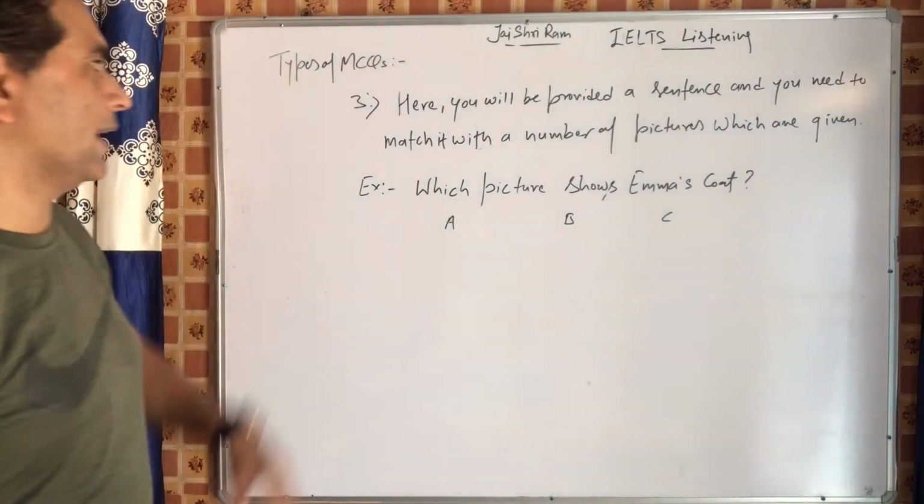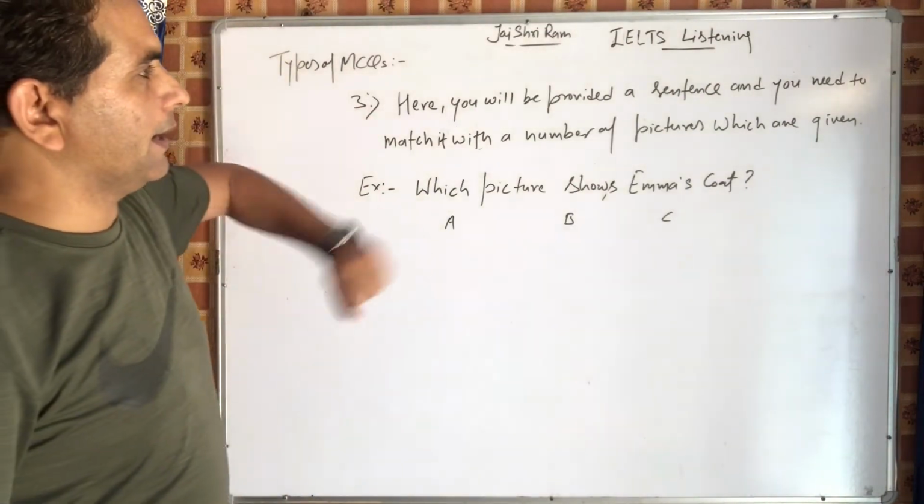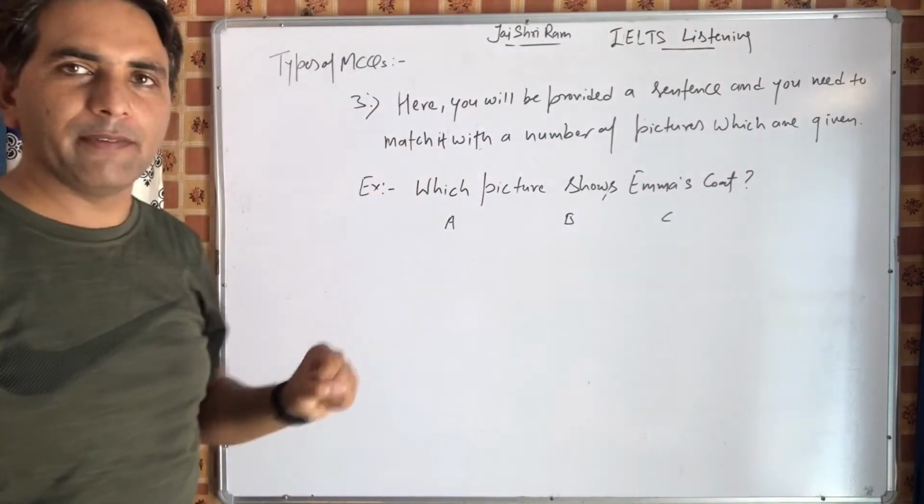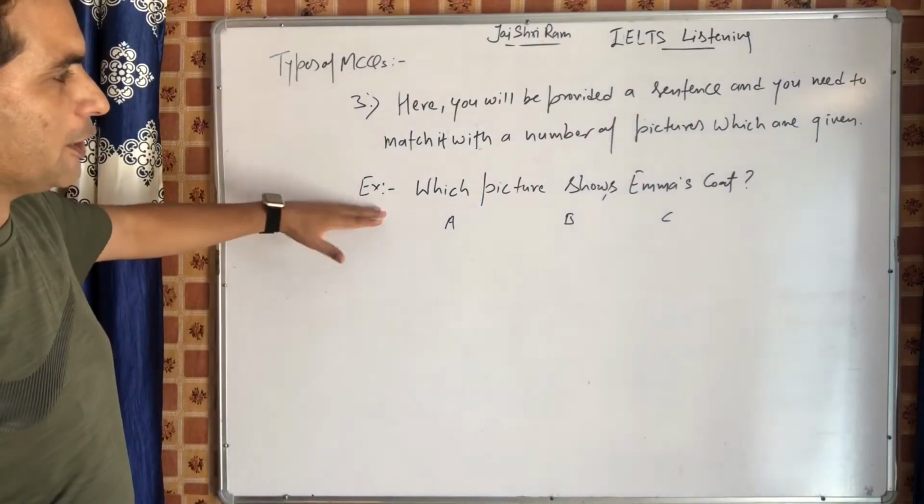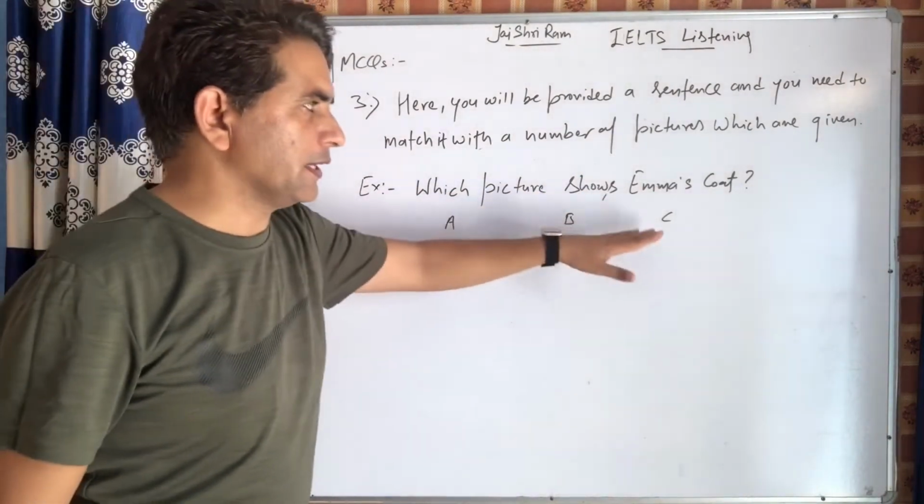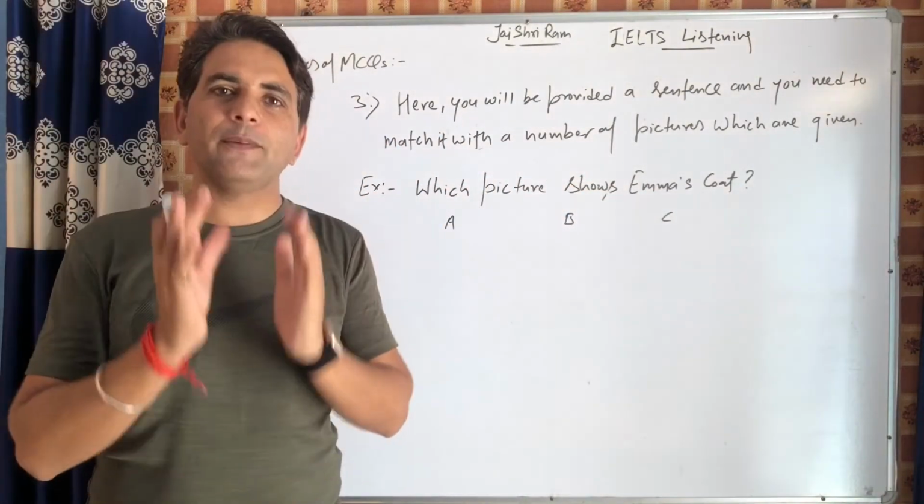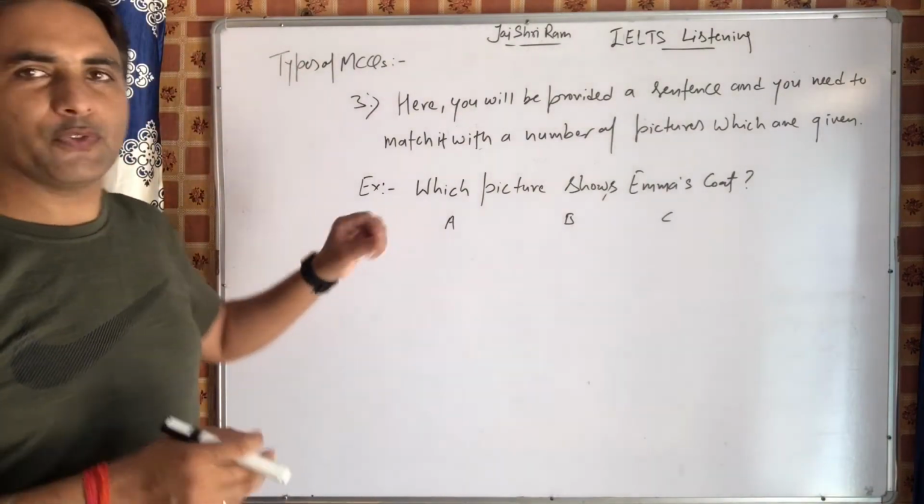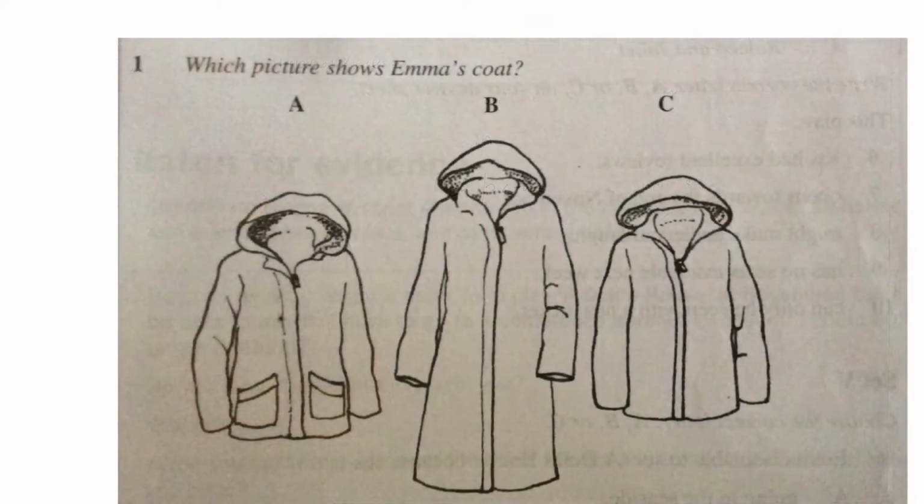Next and last one is, here you will be provided a sentence and you need to match it with a number of pictures which are given. You can see one example: which picture shows Emma's coat, A, B, or C. For this you will see one image, and then you can understand which option is the correct option.